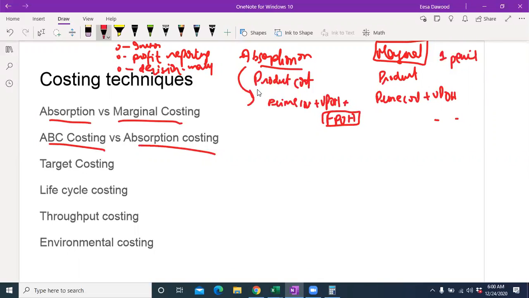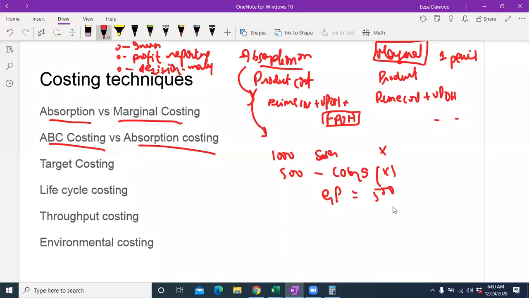Product cost is charged up to the unit sold. For example, if I produce 1,000 units but I only sold 500 units, the cost for 500 units would be expensed out. Only the cost for 500 units would be expensed out, right? Because of the matching concept, because we have got revenue only for 500 units, we won't deduct the entire production cost of 1,000 units. We will only deduct cost for 500 units. That's how we will be able to calculate the gross profit.